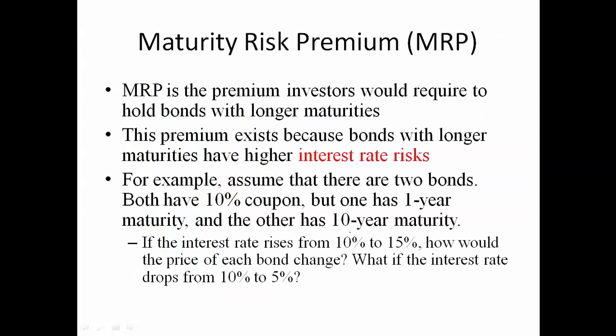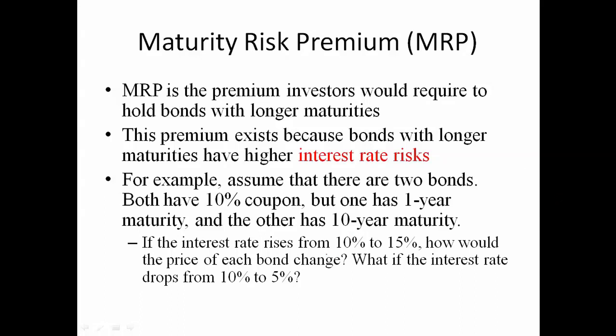Maturity risk premium is a premium investors would require to hold bonds with longer maturities. And this premium exists because bonds with longer maturity have the higher interest rate risk. So what is the interest rate risk? For example, assume that there are two bonds. Both have 10% coupon, but one has 1 year maturity and the other has 10-year maturity.